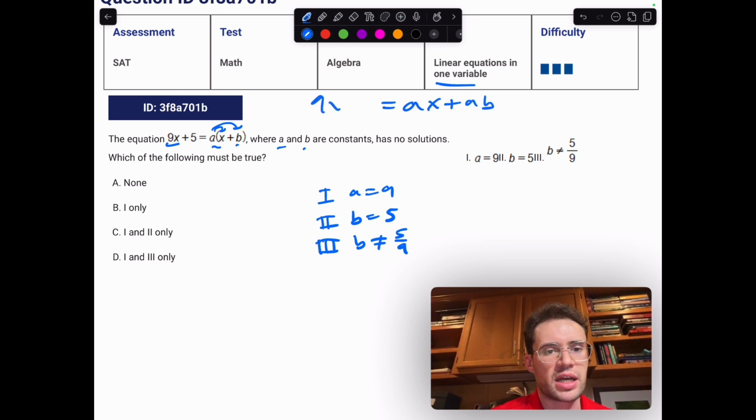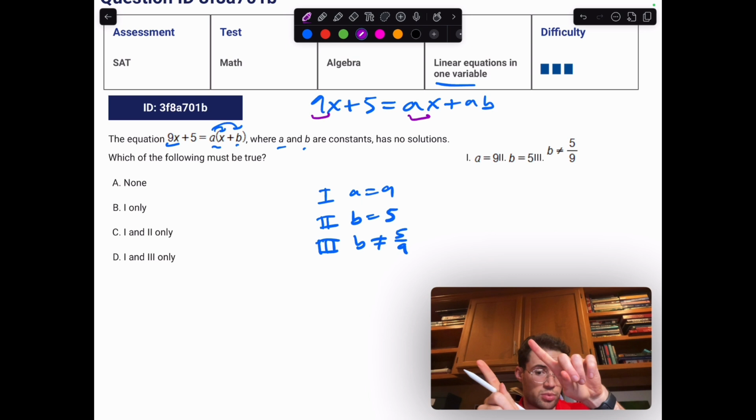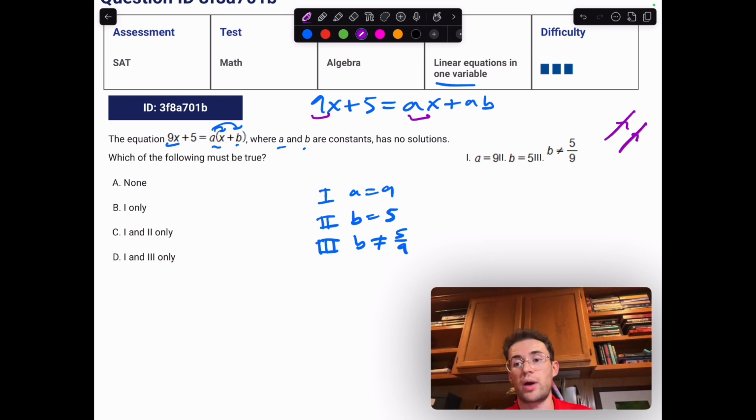So that's equal to 9x plus 5. All right, so we want 9 and a to be the same. So they have the same slope, right? If you graph them as two lines, they'll be parallel lines with the same slope, but they have two different y-intercepts, so they never cross, right? That's how they have zero solutions.